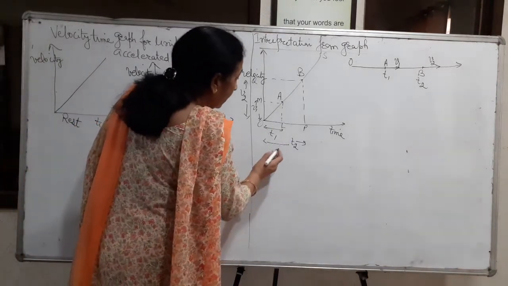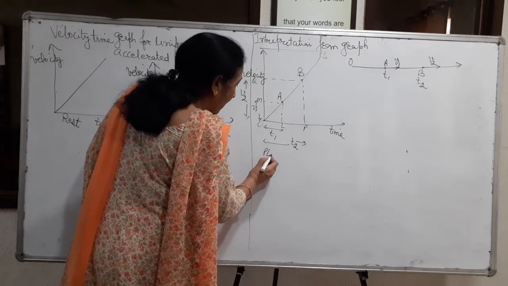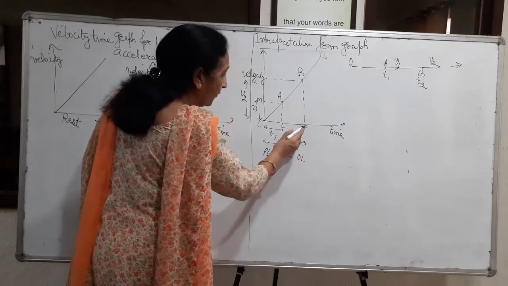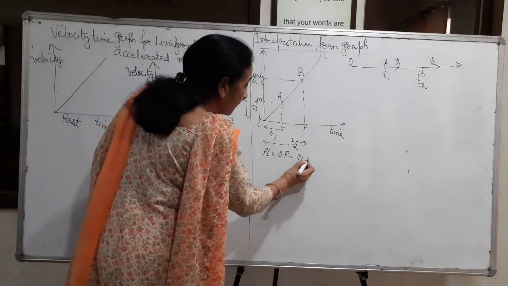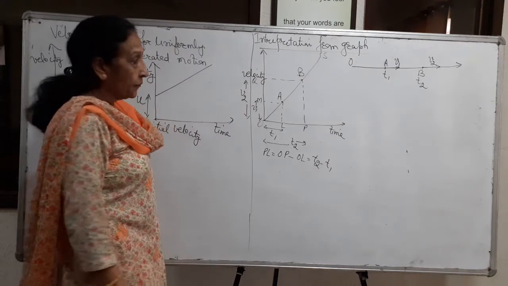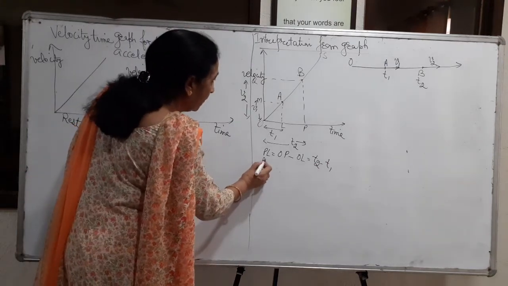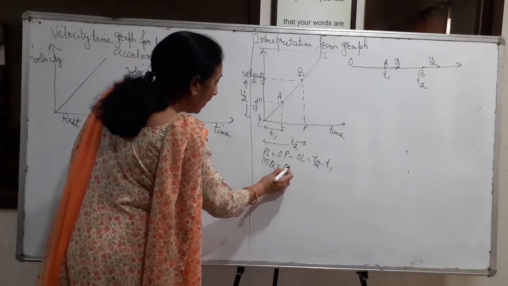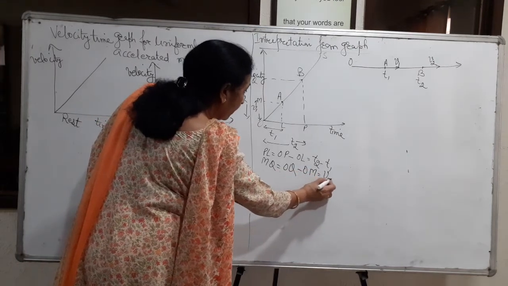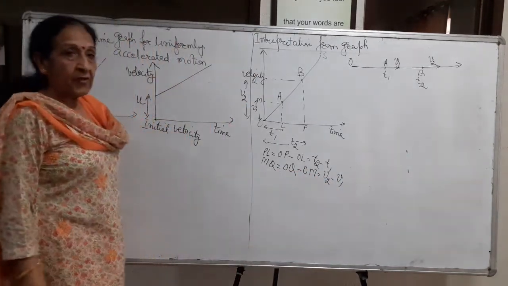Now from here you see what is the value of PL. PL will be OP minus OL. This is OP and this is OL. It means it is t2 minus t1. Now what is MQ? It is OQ minus OM, that is v2 minus v1.